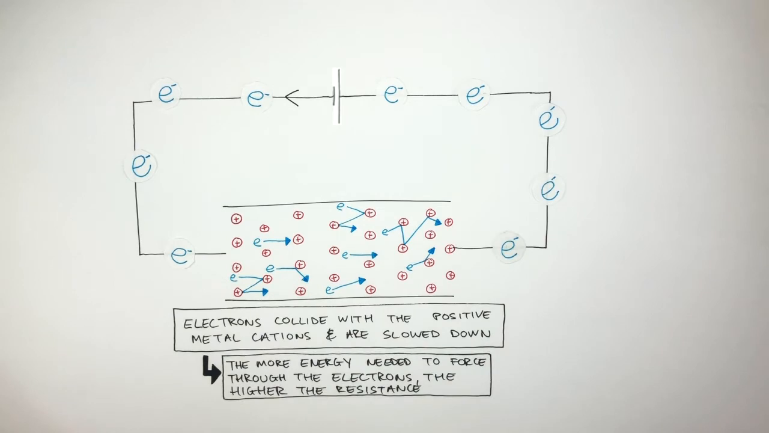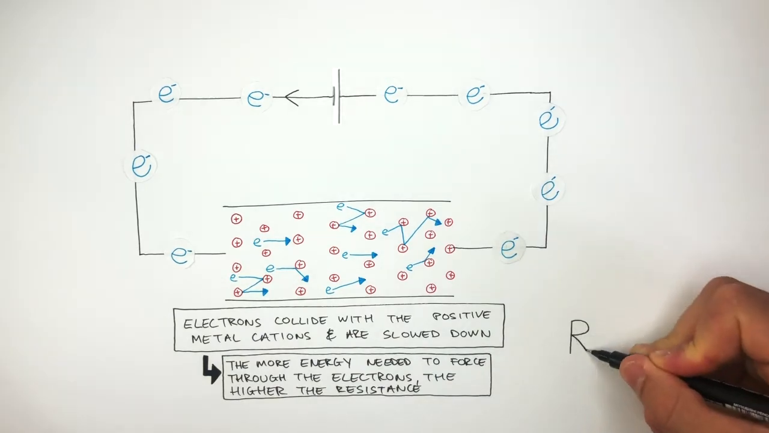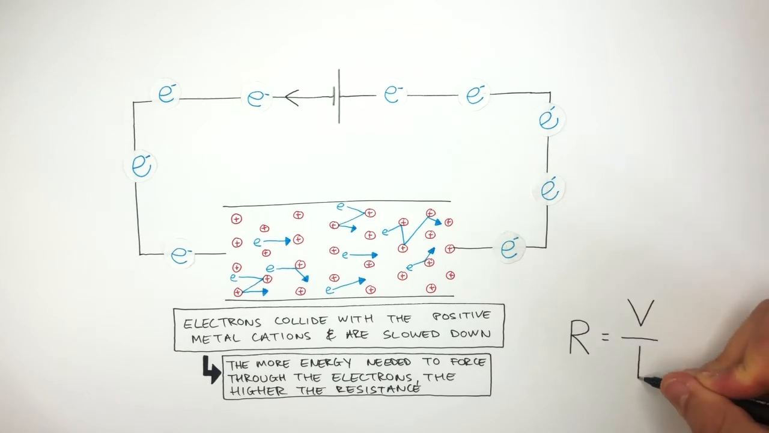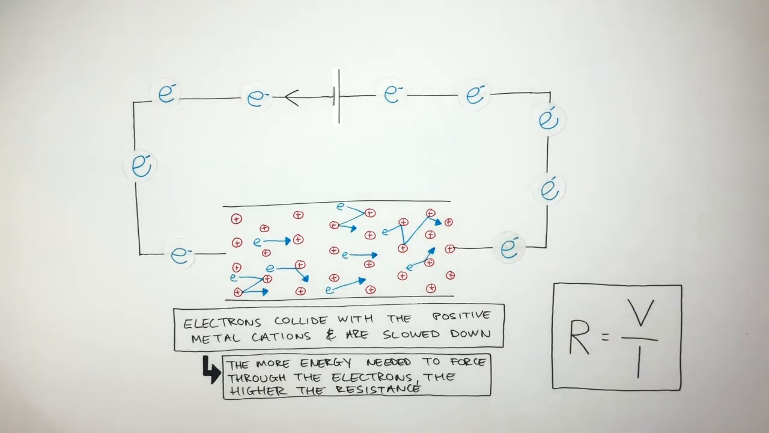Resistance can be calculated using the equation R equals V over I, or resistance equals potential difference over current.